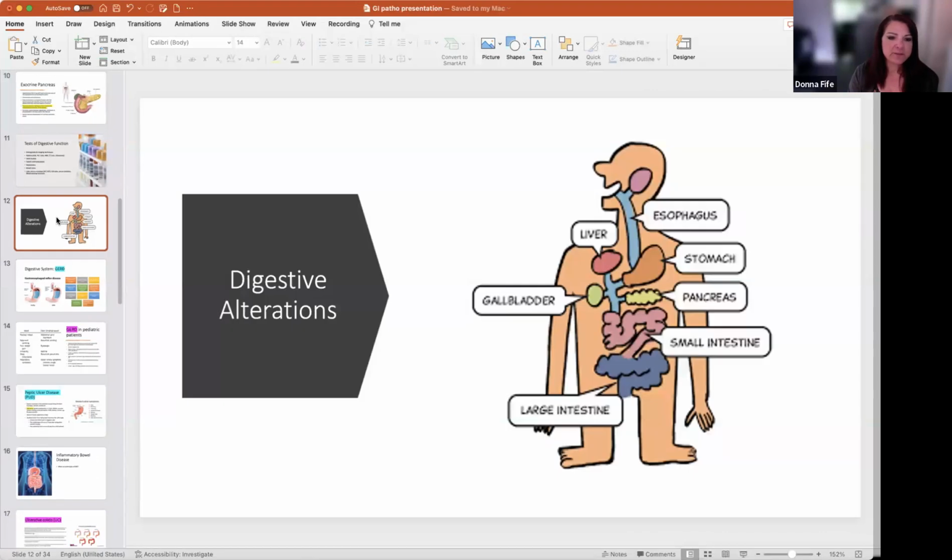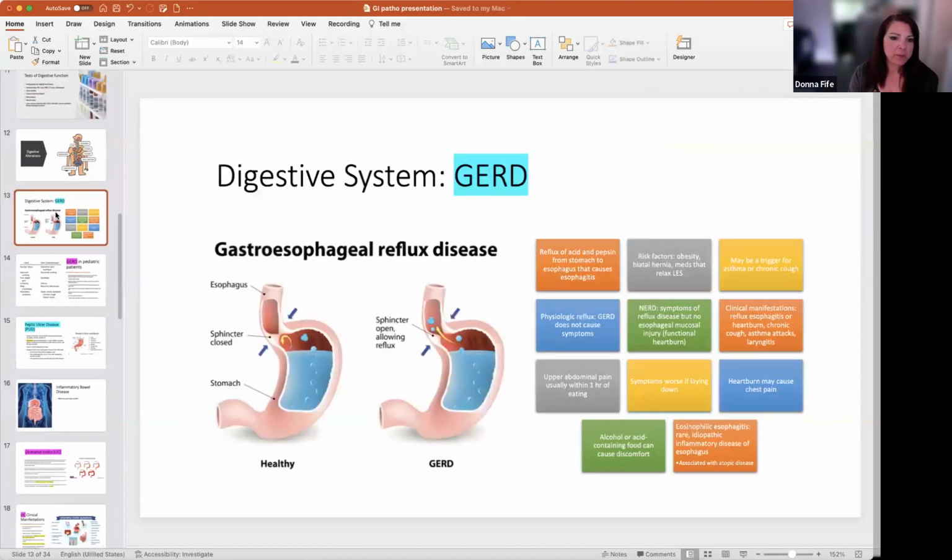All right, so let's move on to some digestive alterations. A common disorder you're going to see is GERD, gastroesophageal reflux disease. This is where there's a reflux of acid and pepsin from the stomach to the esophagus that causes esophagitis. Different risk factors for that: obesity, hiatal hernia, or medications that relax the lower esophageal sphincter. This may be a trigger for asthma or chronic cough. If you have a patient coming in with a chronic cough, this is one of the differential diagnoses that you need to look at, as if it's GERD.